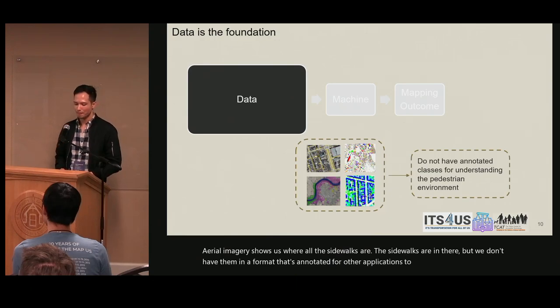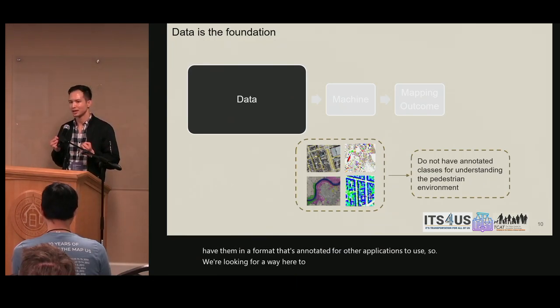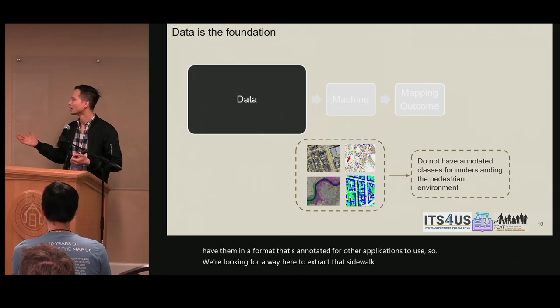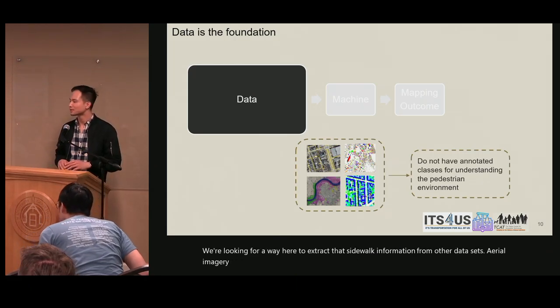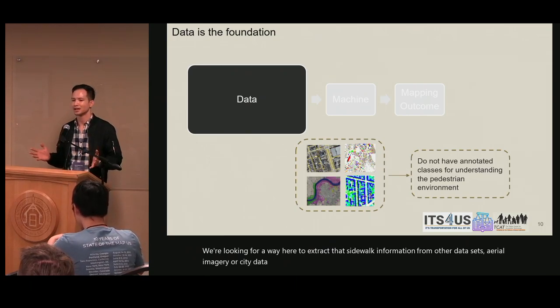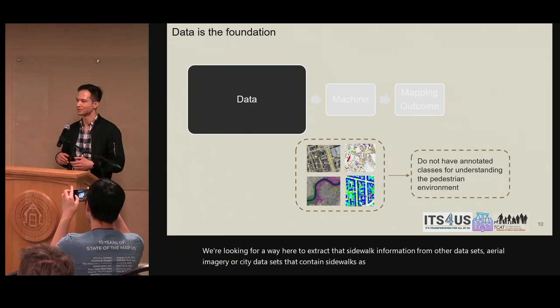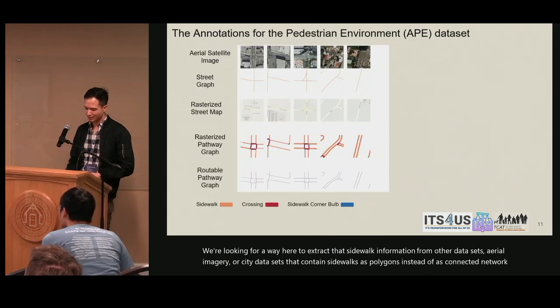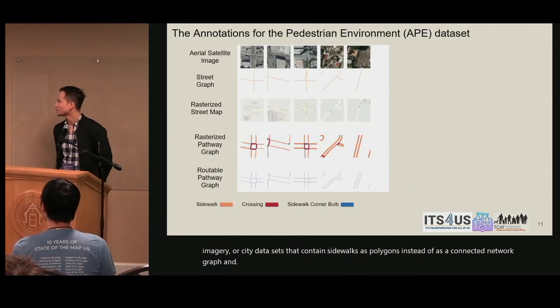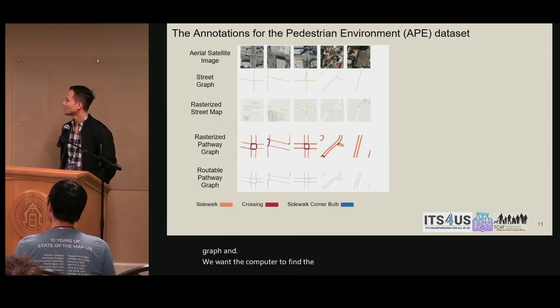So we're looking for a way here to extract that sidewalk information from other data sets, aerial imagery or city data sets that contain sidewalks as polygons instead of as a connected network graph. And we want the computer to find the sidewalks in them.